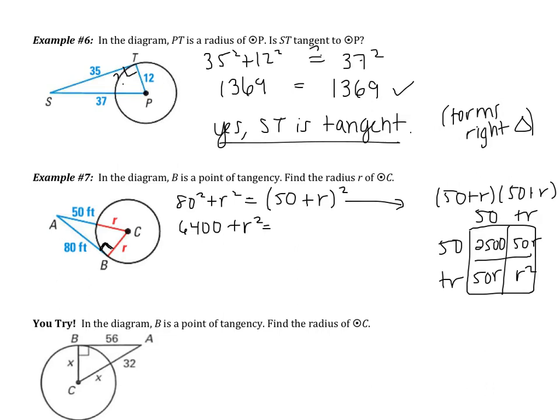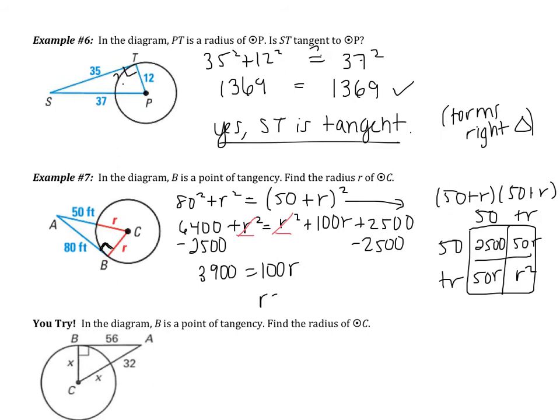So substituting that back in, I have r squared plus 100r plus 2,500. Initially, this looks like it's going to be pretty difficult, but what we should notice is r squared and r squared are going to cancel. That will always be the case. r squared should always cancel itself out. Then if I subtract 2,500 from both sides, I get 3,900 equals 100r. If I divide by 100, I get r equals 39 feet.